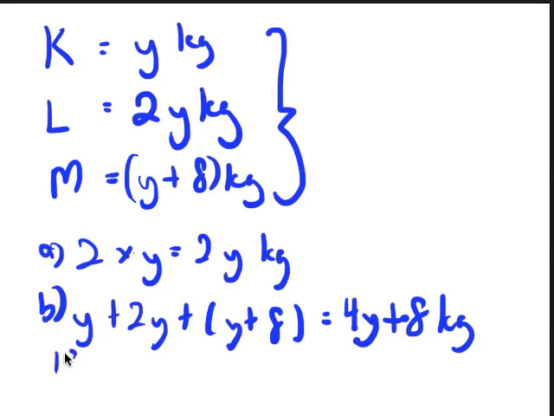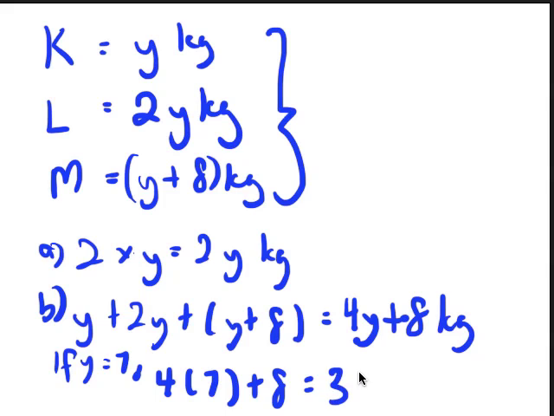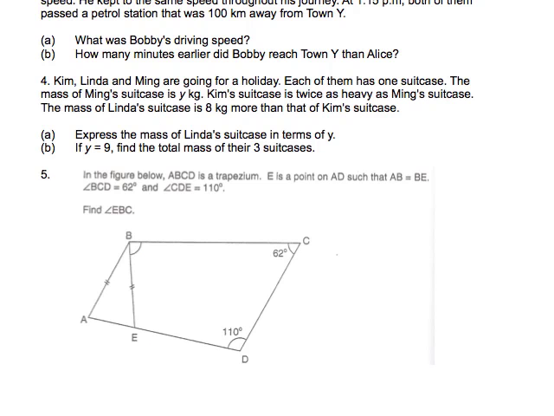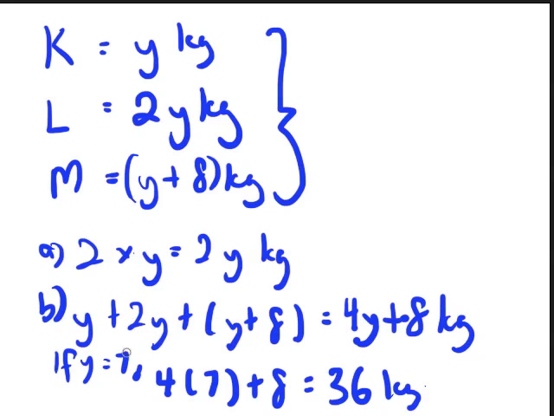If Y equals 7, therefore 4Y, 4 times 7 plus 8 equals the total, which is 7 times 4, which gives me 28. 28 plus 8 gives you 36 kilograms. Oh, Y equals 9. Sorry about that. So 9 times 4 is 36, plus 8 will give me what? 44 kilograms. And that is the answer.